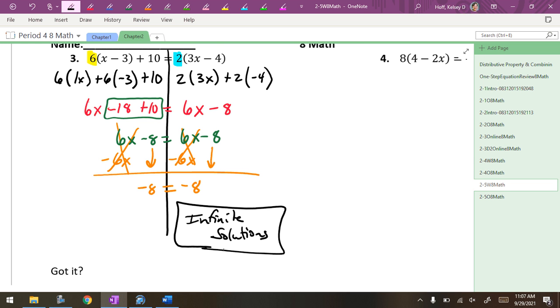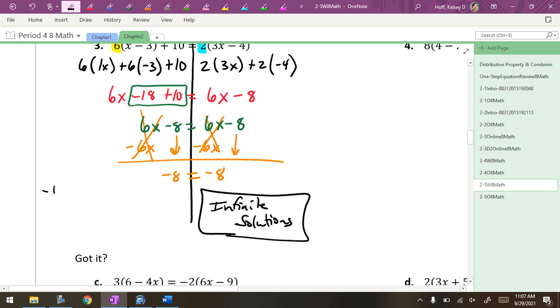The only time you get to write this, though, is the variable must cancel. That is the only time you even consider infinite solutions. And then you have a true statement. In other words, the two numbers are the same. 5 equals 5. 12 equals 12. -7 equals -7. If that's the case, then you get to say to me, yep, infinite solutions.